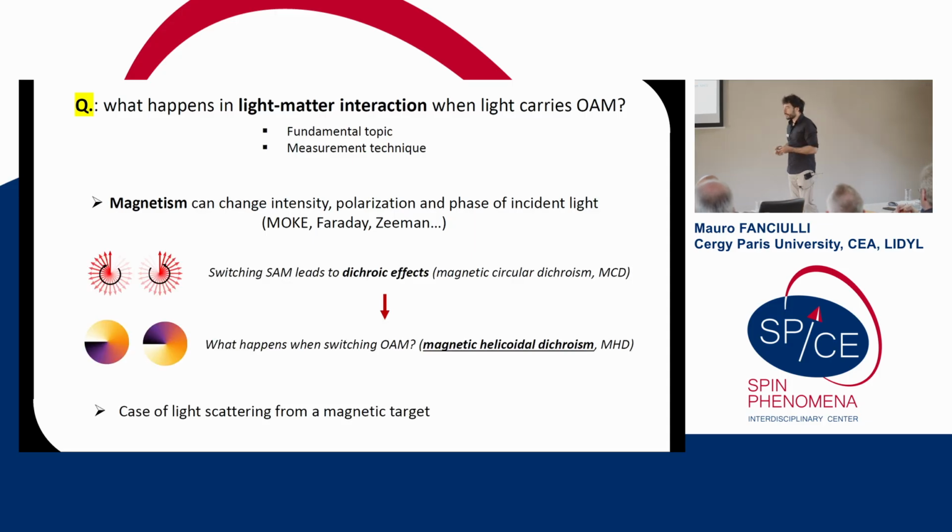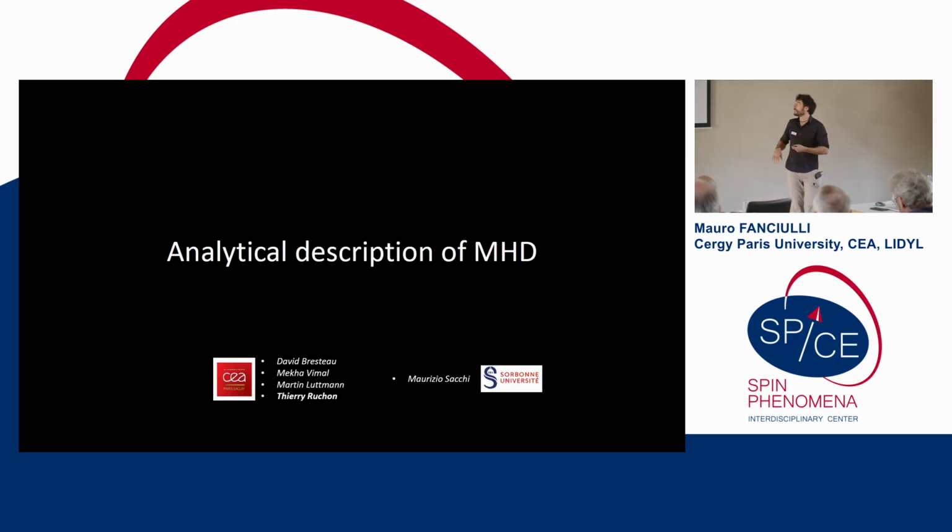So just in general, if we switch the spin angular momentum of the light, we have dichroic effects. What happens if now we start to play also with the orbital angular momentum when light interacts with magnetic targets? And in particular, we concentrate on the case of, as I said, scattering from a target. So this is a result that we started to work with in the group of Thierry Ruchon in CEA, and in particular working with some people that are here. Maurice, who introduced already yesterday this topic, and Martin Luttmann, who will present tomorrow another related talk.